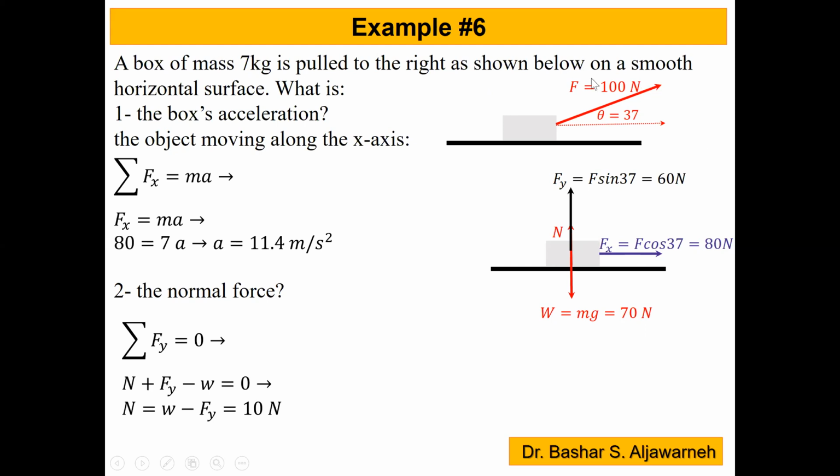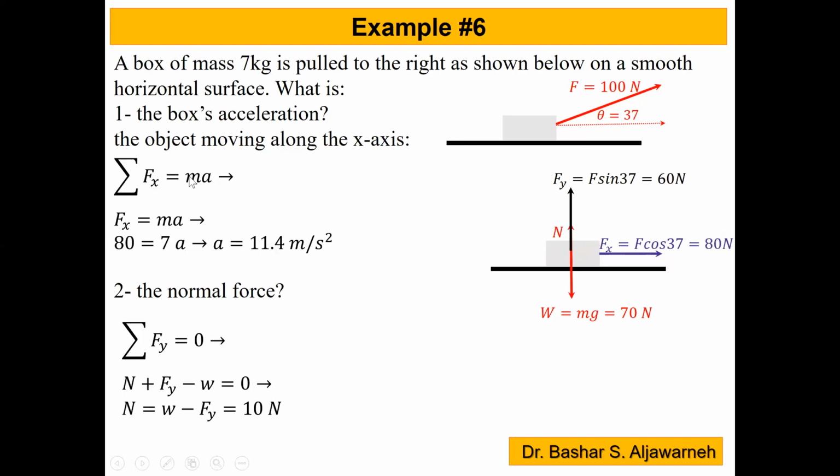But the difference between this example and the previous one is that the surface is horizontal, but here my force has an angle. So I have to get the two components of this force, which are F along the x-axis, which is F cosine theta, and F along the y-axis, which is F sine theta. Now, to calculate the acceleration: my object is moving along the x-axis, not the y-axis. So the acceleration will be along the x-axis.